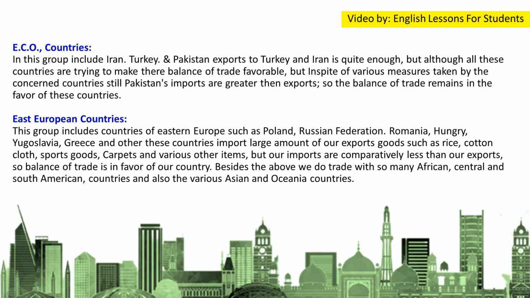East European countries. This group includes countries of Eastern Europe such as Poland, Russian Federation, Romania, Hungary, Yugoslavia, Greece, and others. These countries import large amount of our export goods such as rice, cotton cloth, sports goods, carpets, and various other items. But our imports are comparatively less than our exports. So balance of trade is in favor of our country. Besides the above, we do trade with so many African, Central and South American countries, and also the various Asian and Oceania countries.